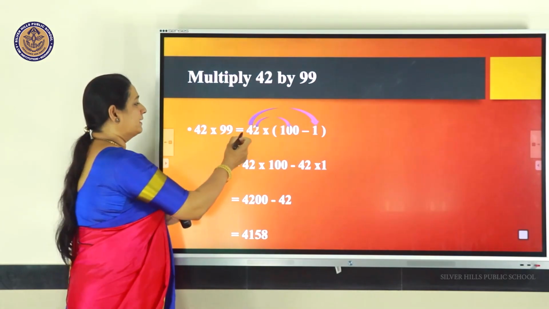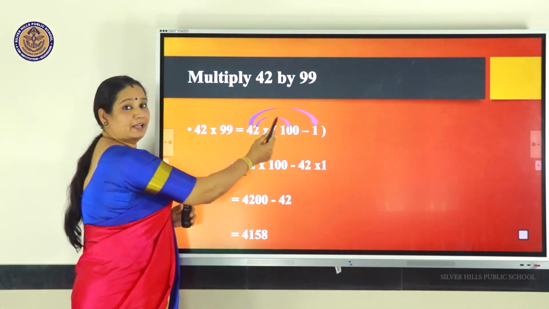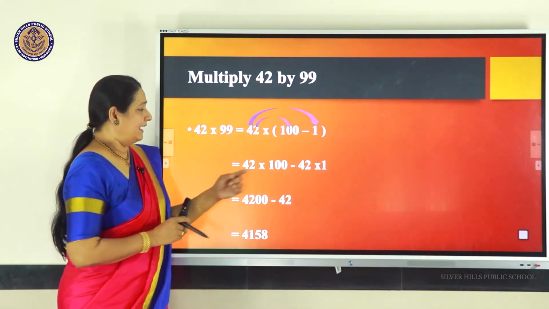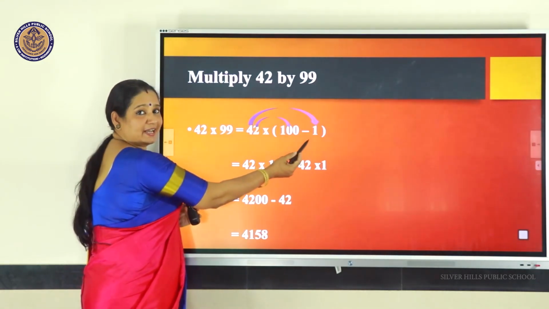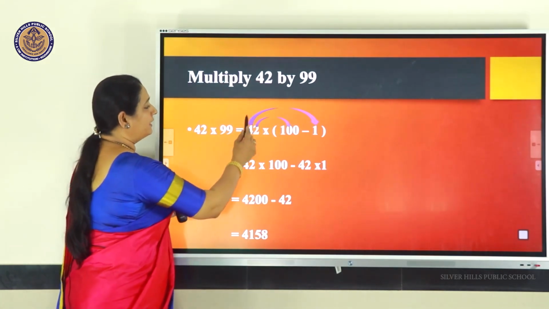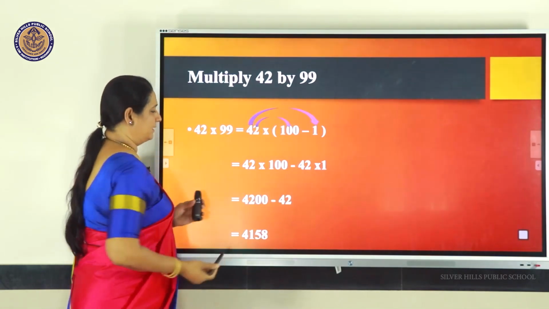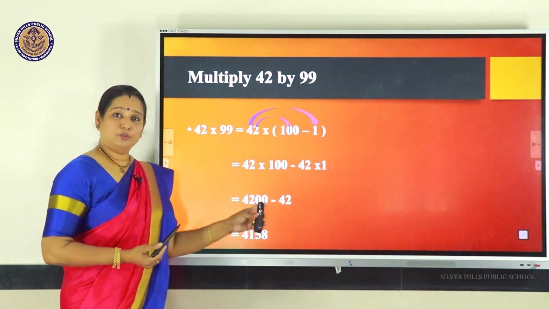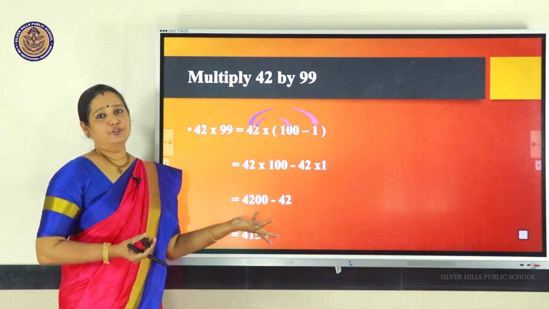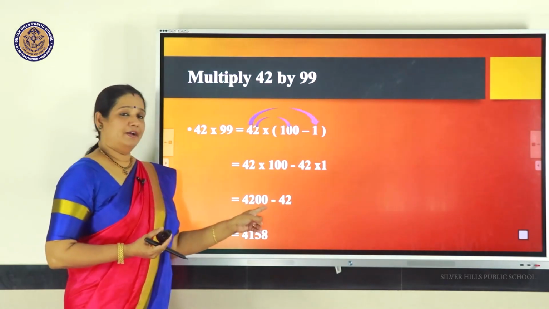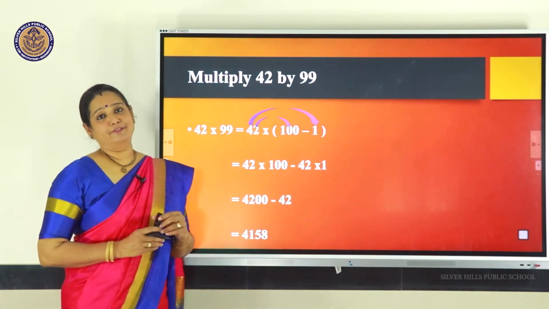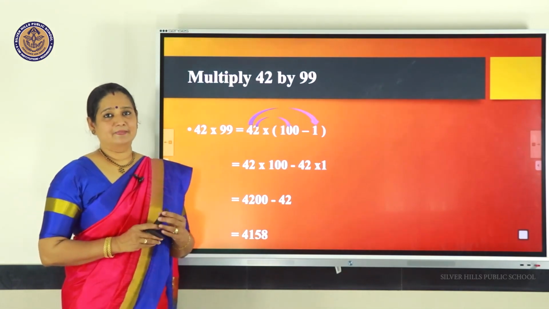Now look here. First we are going to multiply 42 with 100. 42 into 100. Again, can you see one subtraction sign here? You have to write that subtraction sign here. Now 42 into 1. So 42 into 100 is 4200 minus 42 into 1 is 42. So 4200 minus 42 is 4158. Is it clear? Let us do one more sum.